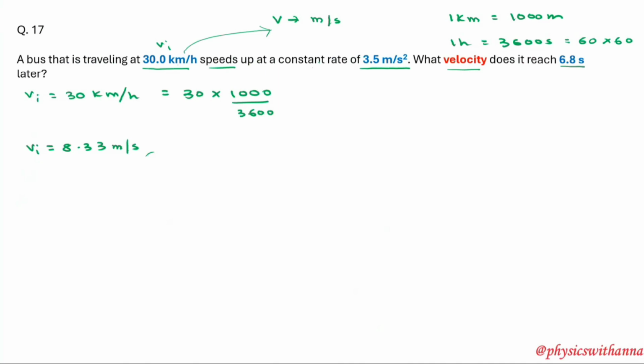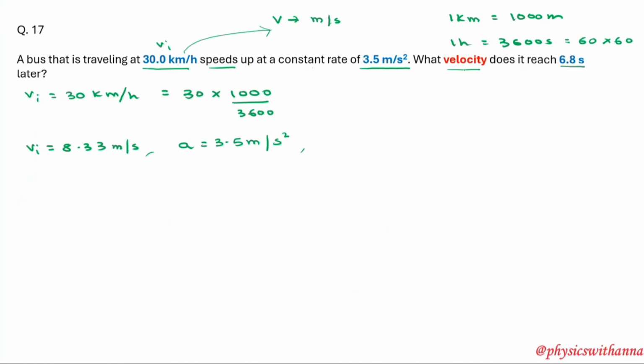Then we have the acceleration. Again, rate of change means acceleration. And if you do not understand what this number is, look at the unit. Meter per second squared is the unit of acceleration. So I write a equals 3.5 meter per second squared. Since the object is speeding up, this a will be positive.